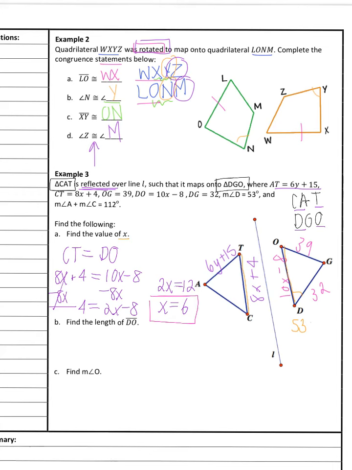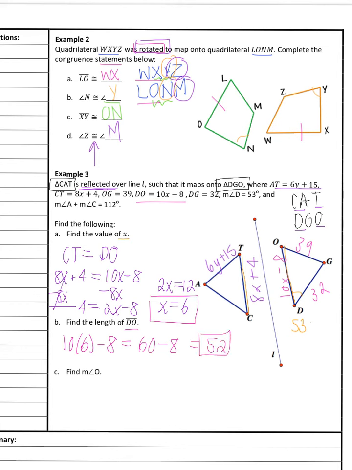So now that I know what x is, it says find the length of DO. Well, if I look back up here, DO was 10x minus 8, so I'm going to take out the x and replace it with the 6 that I just got. So 10 times 6 minus 8. Well, 10 times 6 is 60, minus 8, and we're left with 52.